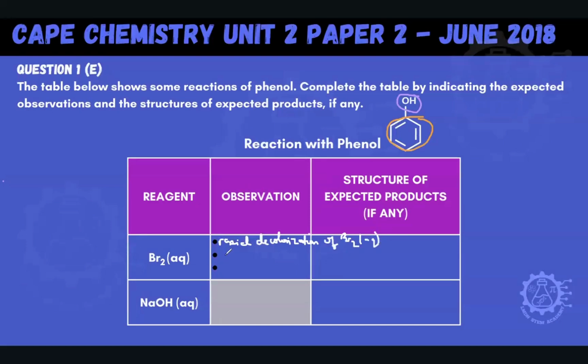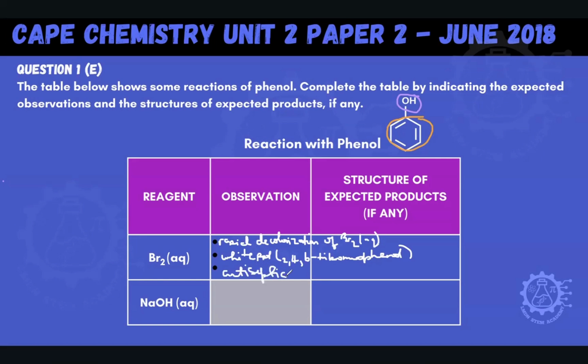And the second thing I'm going to see is a white precipitate, because we're forming 2,4,6-tribromophenol. So that's why we're going to see that precipitate, tribromophenol. So we're going to see that white precipitate, and the white precipitate, the 2,4,6-tribromophenol, has an antiseptic smell. And so it would smell antiseptic, okay?